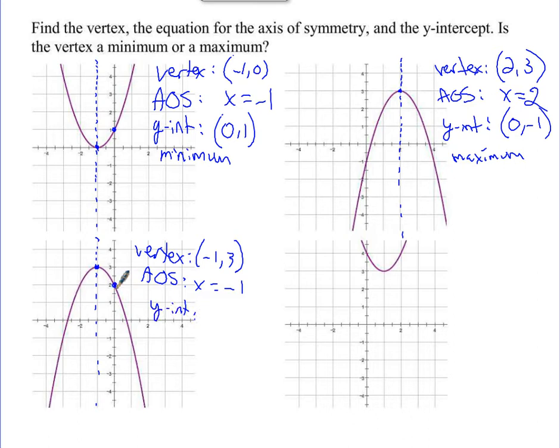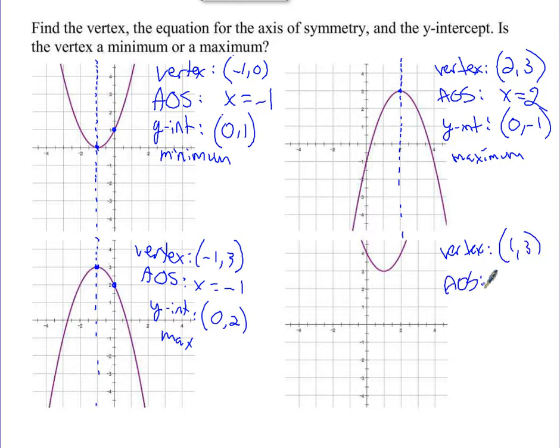Okay, the y-intercept seems to be right there. So we're going to write down the ordered pair 0, 2. That's right. And then minimum or maximum? Maximum is correct. And this last one, this very small parabola here, what do we have? So the vertex is 1, 3. Good.